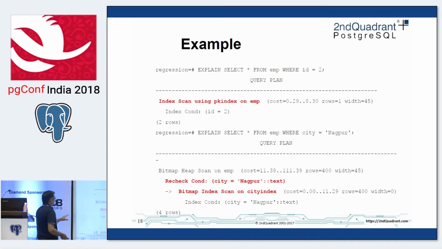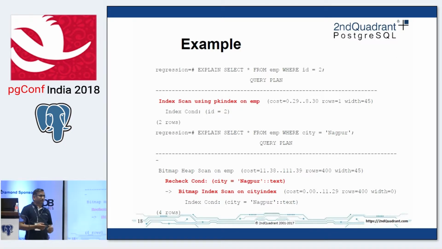The second case is curious again. Here in the same table there is an index on the column city as well, and we are again looking for one particular value for city, but instead of doing an index scan, the planner chooses a bitmap index scan, and then does a bitmap heap scan with recheck condition. And I would like to spend a minute on explaining why this happens.